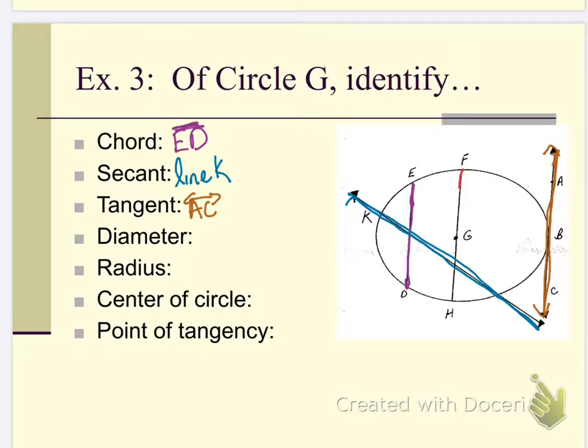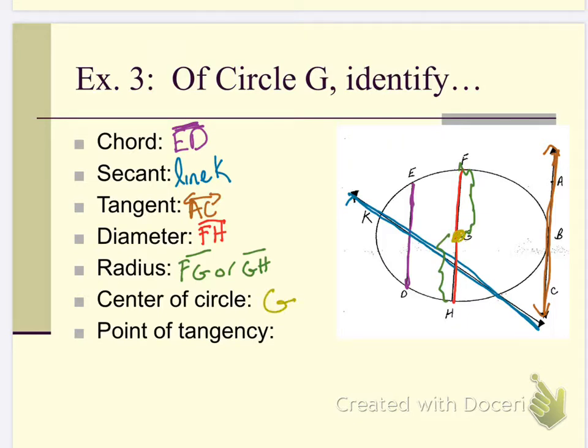Diameter is a chord that goes straight through the center. So the one that goes straight through the center is that FH. Since it's a segment, you have to write it as FH, line on top, no arrows. Okay. The radius starts at the center, ends on the edge. You got 2 of those happening. So you could tell me FG or GH. Center of the circle, you guys can eyeball that one. We know that that's just going to be that G.